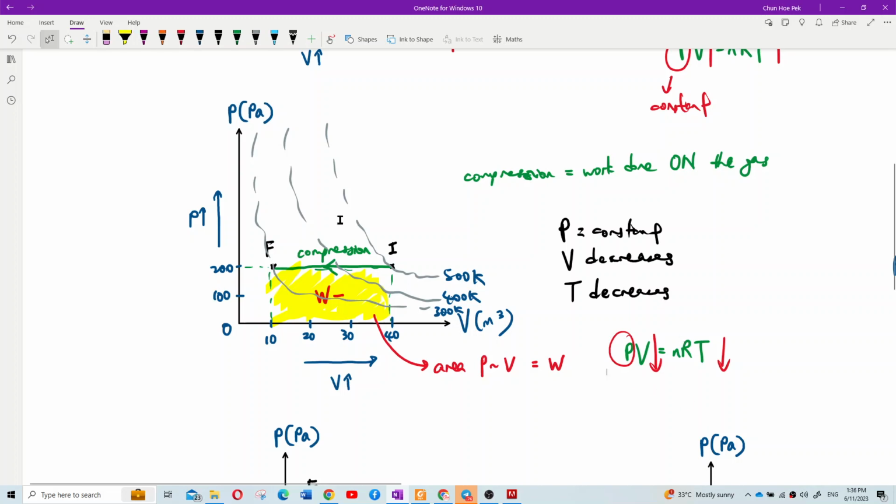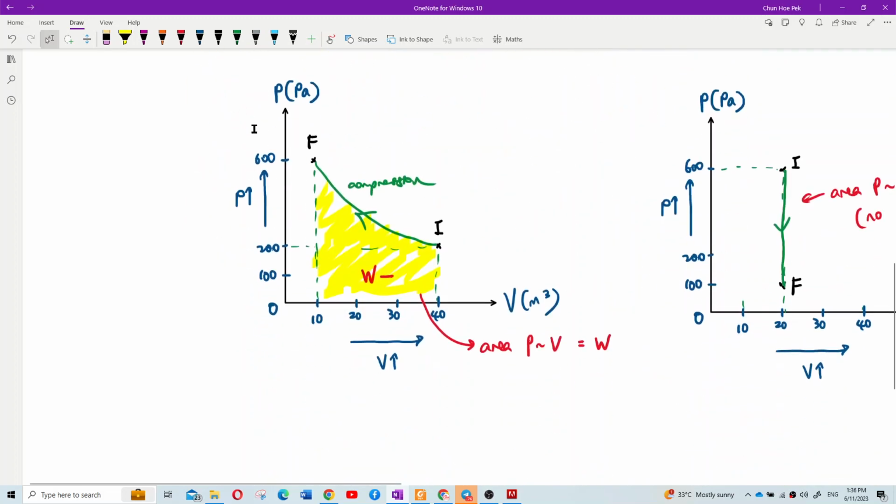Okay, how about this one? Maybe this one is on the same isotherm line. Why did I purposely draw this curve? Maybe all these lines, all these curves over here, fall on the same temperature. Maybe the initial point and final point are at the same temperature. That means maybe both of them are at 400 Kelvin.